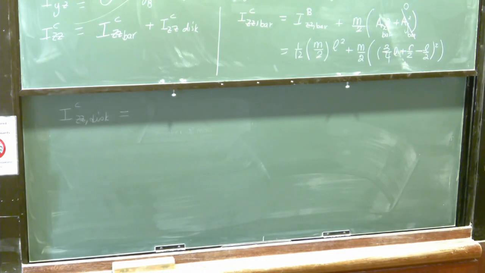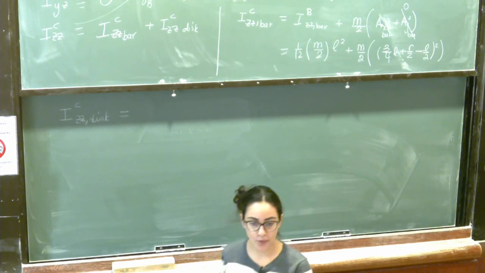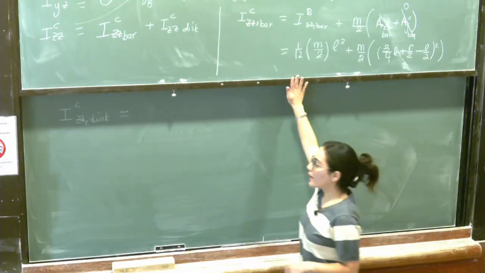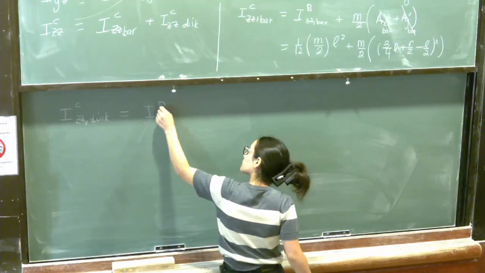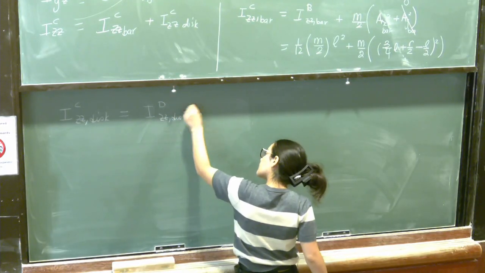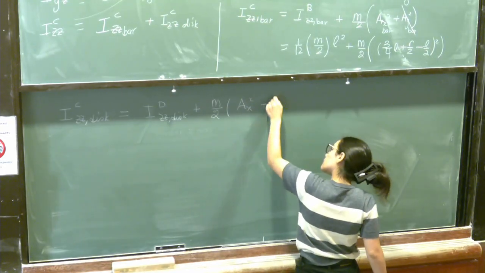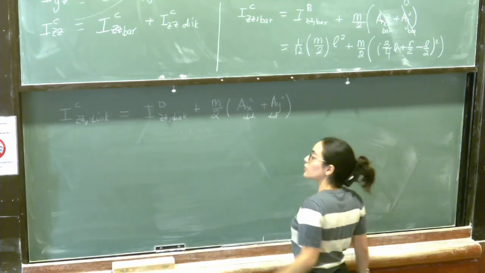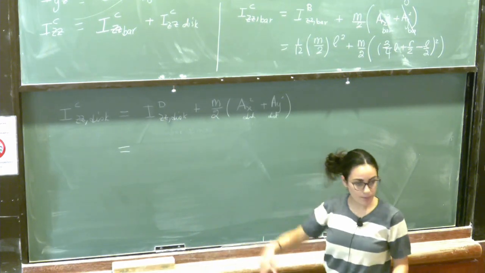Okay, so what do I do? How do I calculate ICZZ of the disk, the moment of inertia of the disk about the center of mass of the system? Can I find this in the tables? No, I'm going to need to use the parallel axis theorem. So that's the moment of inertia of the disk about its own center of mass, which is D, plus m over 2 times AX squared plus AY squared. What's the moment of inertia of the disk about its own center of mass, about an axis passing through it? 1/2 m r squared.